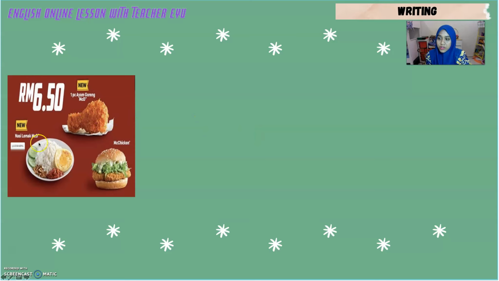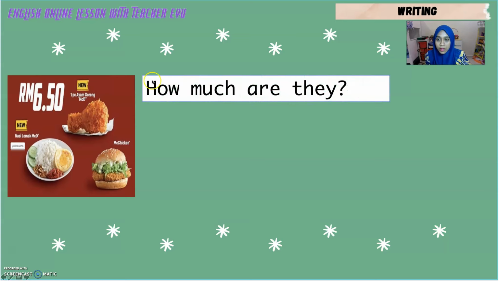Next example. Here we have 3 items. 1, 2, 3. 3 items and each item costs RM6.50. So how are we going to ask? Macam ni kita nak tanya harga dia? We can say, how much are they? We use are they because it is plural. Kita guna are they sebab dia banyak, dia lebih daripada satu. Tadi kita guna is it. Now we use are they.